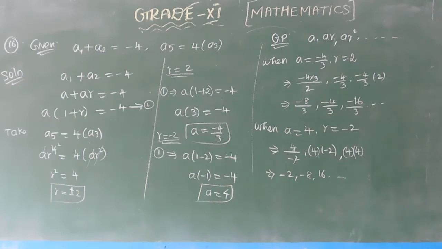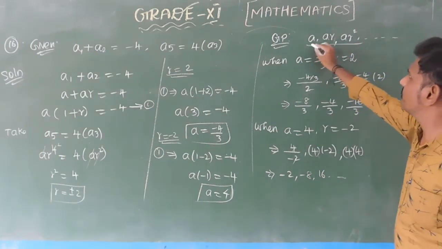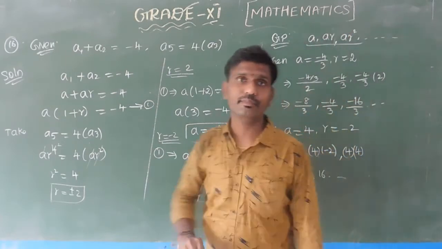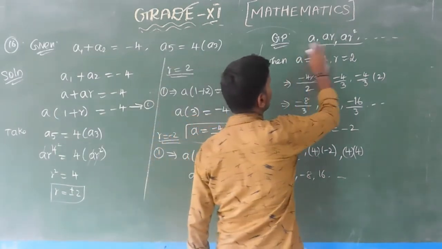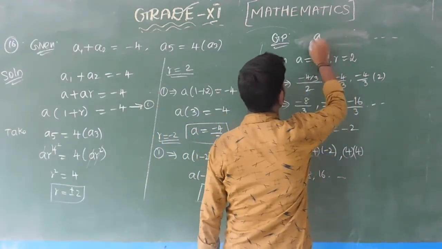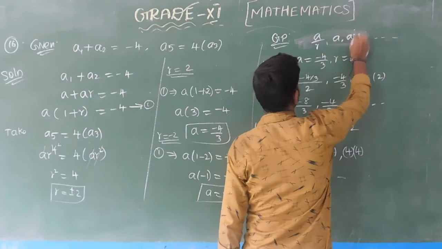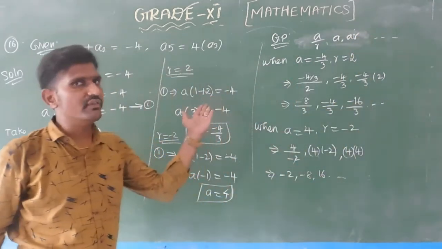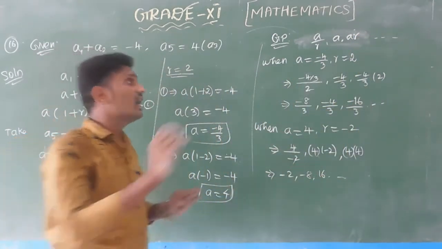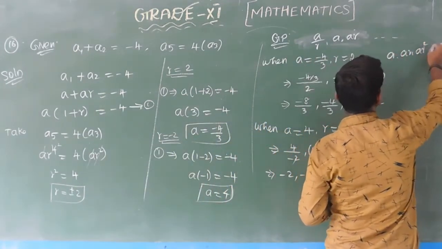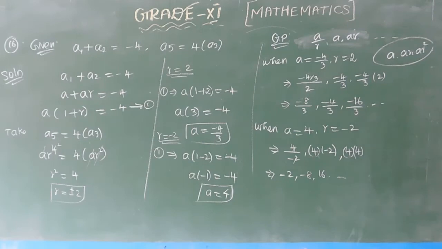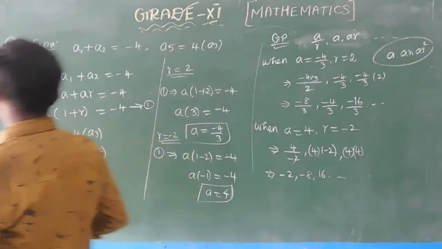Otherwise, you have to substitute a by r, a comma a r, a r square. This is the example question of the previous one. Otherwise, you have to substitute a comma a r square. Like that also you have to substitute to get the values of GP. Have you got it, children?